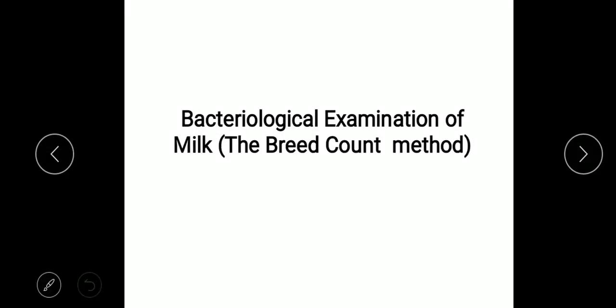I'm going to discuss the bacteriological examination of milk by the BC method, or breed count method. This is one of the practicals we can perform in the microbiology lab for examination of milk. This practical is mostly to check the milk quality.